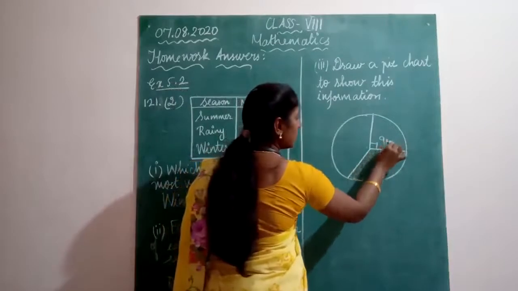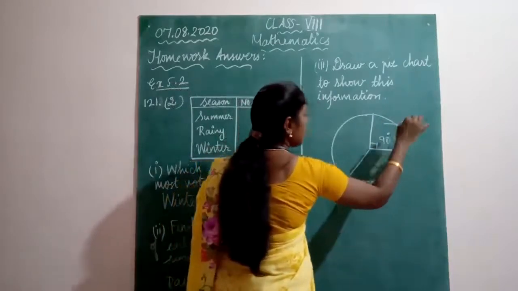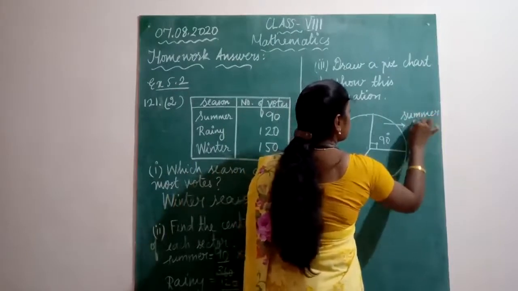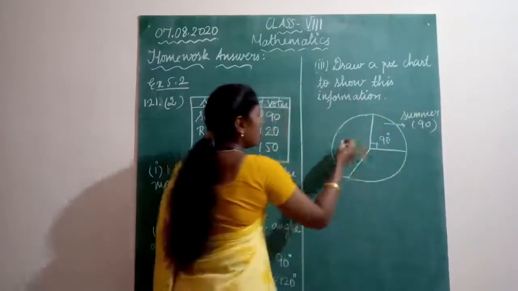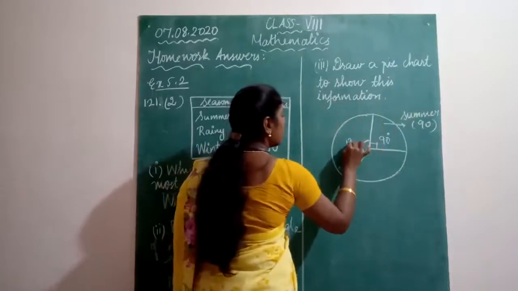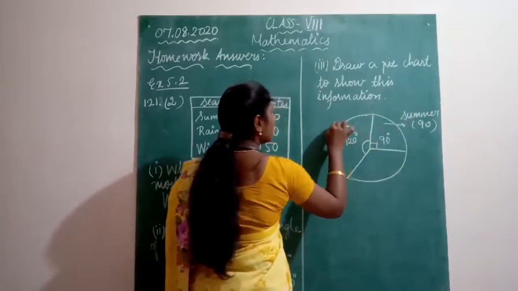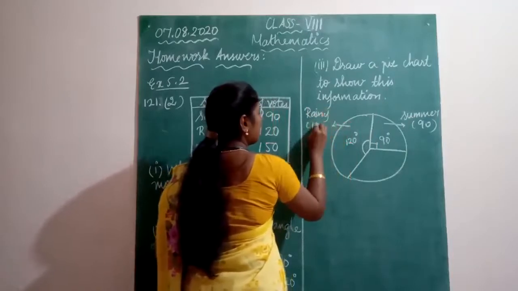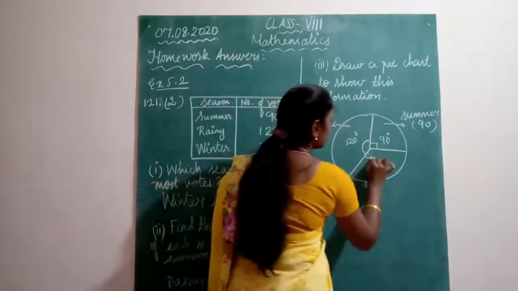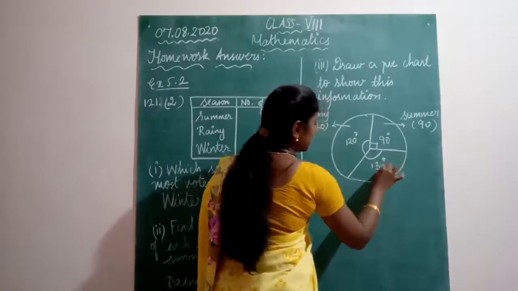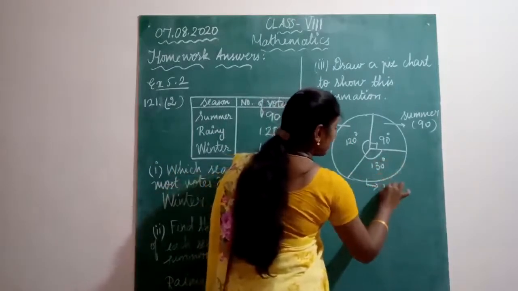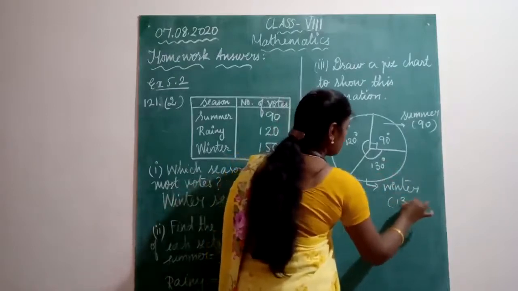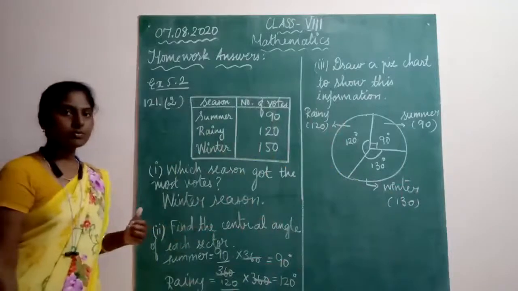So this is 90 degrees and this is representing people liking summer season. That is 90 people. Okay. And this is nearly 120 and this represents people liking rainy season, 120 people. Then this is 130 degrees and this is nothing but people liking winter season, that is 130 people. So is it clear for all of you?